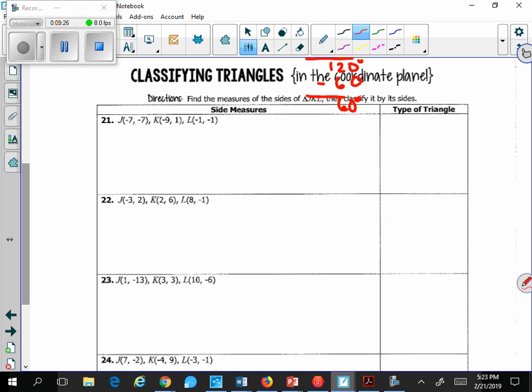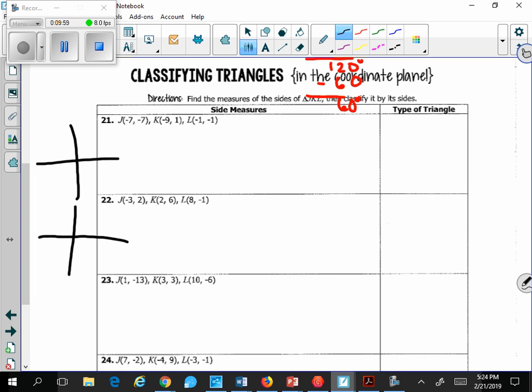Okay. Moving on, down here, this is going to give us a little bit more practice with our distance formula, because I know we used that a little bit last unit, but we want to make sure that we don't forget it. It's saying classifying triangles in the coordinate plane. In the coordinate plane means that I'm looking at this thing on a graph, on a set of axes. So it says find the measures of sides JKL, then classify it by its sides. So what that means is just estimate where these points are going to be if I put it on a graph. So all of these should have a little graph next to it.